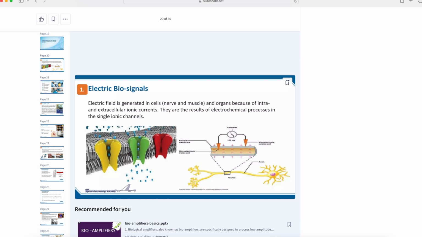Number 1. Electric biosignals. Electric field is generated in cells, nerve and muscle, and organs because of intra- and extracellular ionic currents. They are the results of electrochemical processes in the single ionic channels.